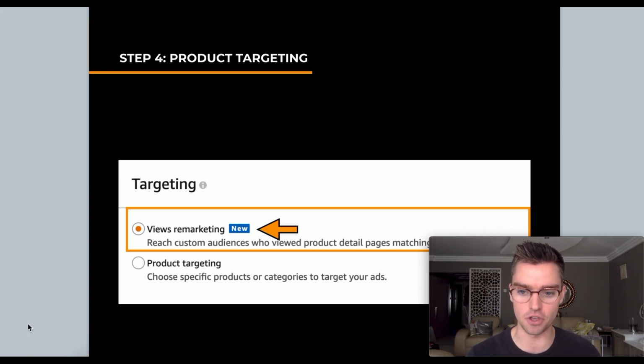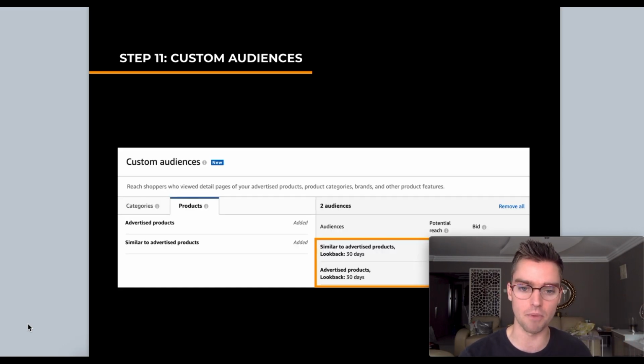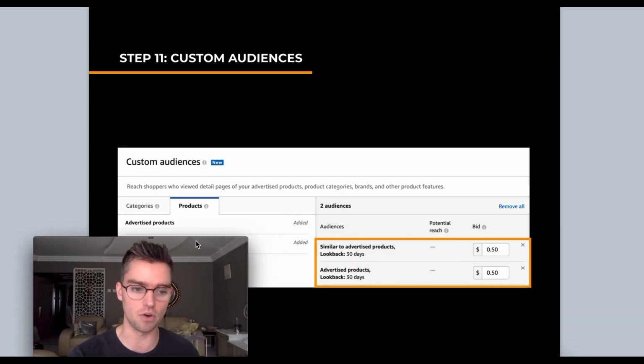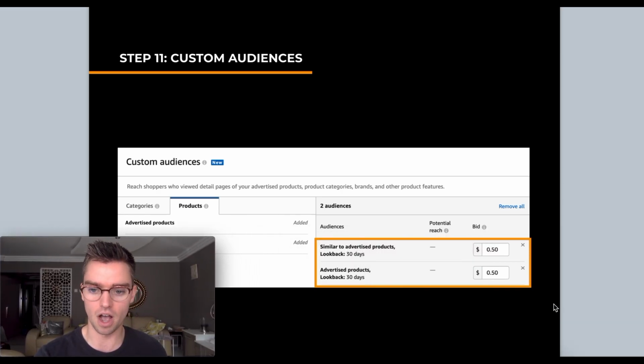So what I recommend is, instead of going through the whole video again, just watch through the video again if you need to. And you're going to do everything the exact same. The only difference is when you get to this section of targeting, instead of selecting product targeting, we're going to select views remarketing. That's pretty much the only difference. Otherwise, it's almost identical. So once we select views remarketing, as you can see here, we have the option of both of these.